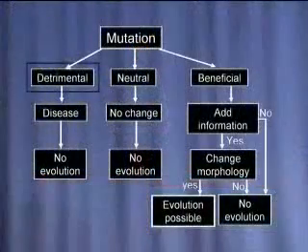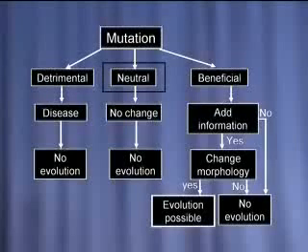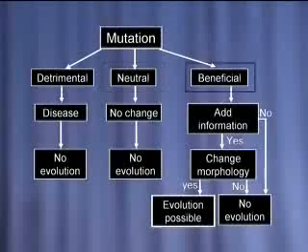Detrimental mutations, what do they cause? Disease, sickness, and death. So no evolution there, because once you're dead, you can't evolve anymore. We know dead things don't evolve. So detrimental mutations do not cause macroevolution. They're not a source. What about neutral mutations? Well, they cause no change. Therefore, no evolution there. So now we're down to the last line here. Beneficial mutations.